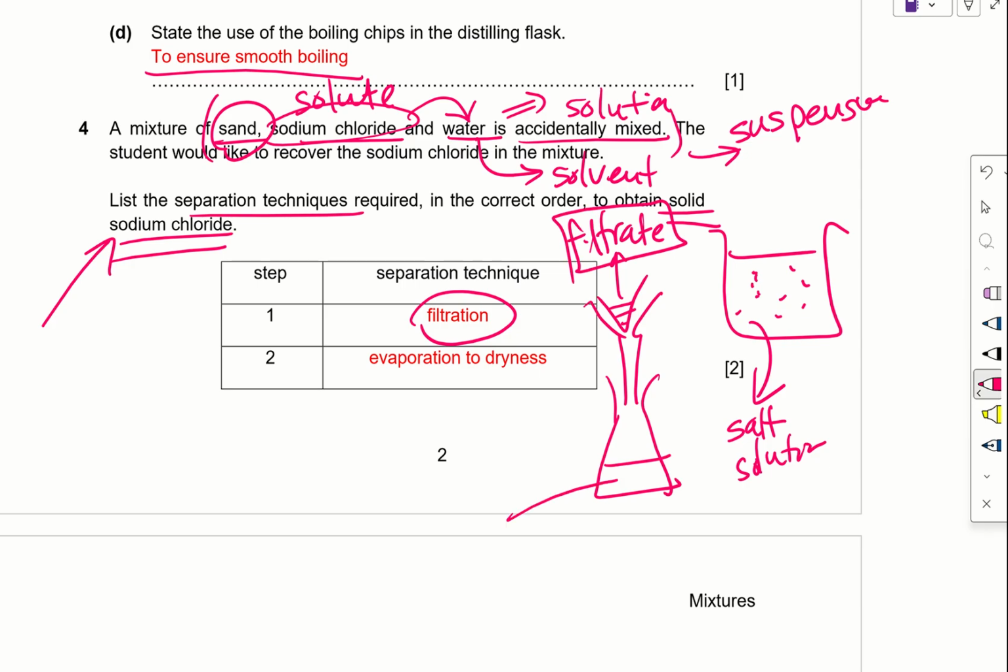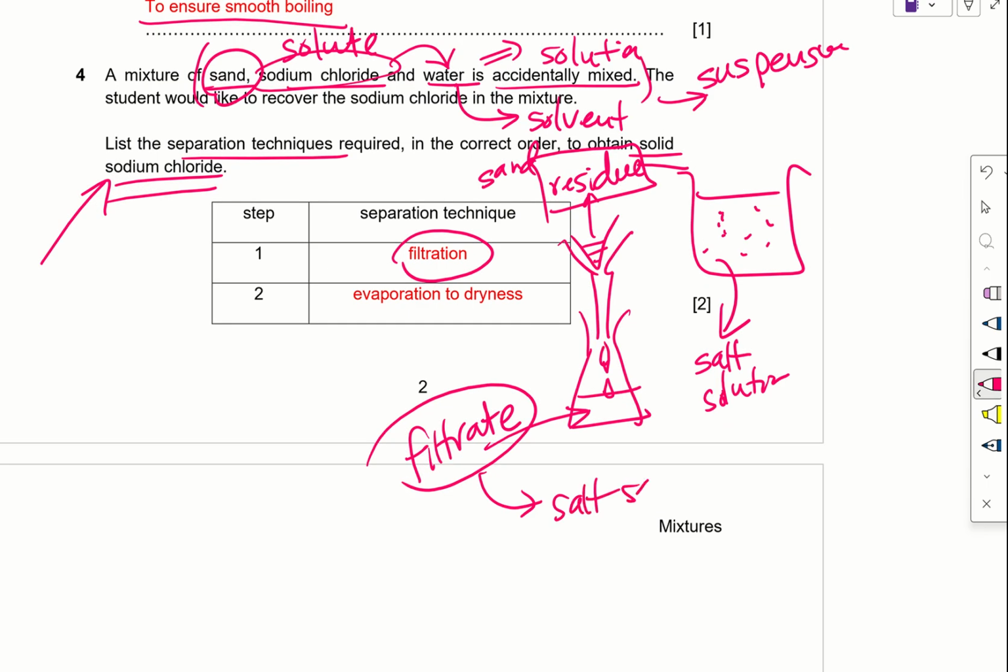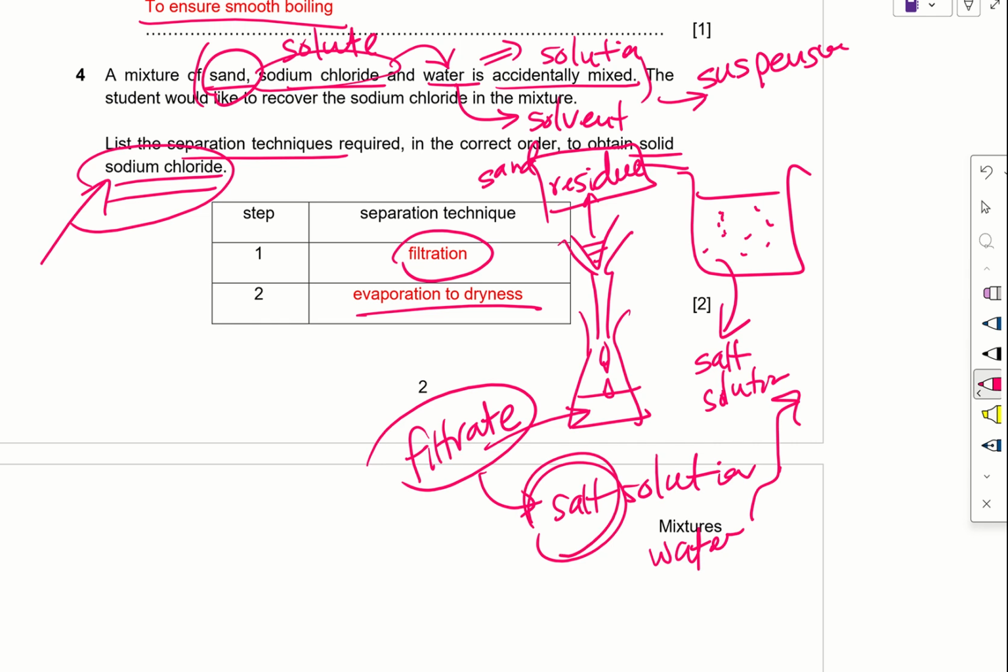Sorry, it's not filtrate. It is the residue. The residue are for those things that cannot dissolve, and in this case, it will be our sand. So what will be coming out from here is actually the filtrate. Okay, the liquid part, the filtrate, and this filtrate is actually our salt solution. Okay, however, the question asks us to obtain sodium chloride, which is our salt. So we actually have to use evaporation to dryness. That means we get the water to evaporate out, okay, leaving behind the salt to form as crystals. Okay.